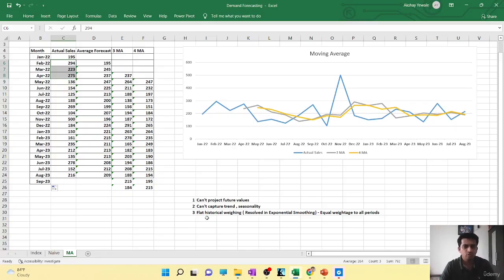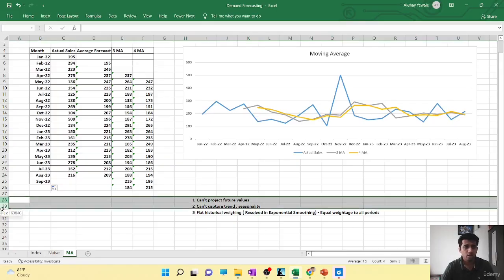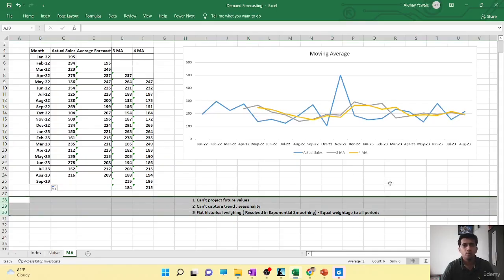So this flaw of moving average, that it doesn't give the weightage as per the importance, is actually solved in the exponential smoothing method, which will be one of the models discussed in the lesson. So that's it for what I had for the discussion on the moving average method.